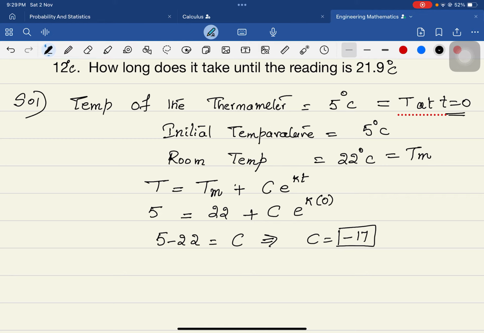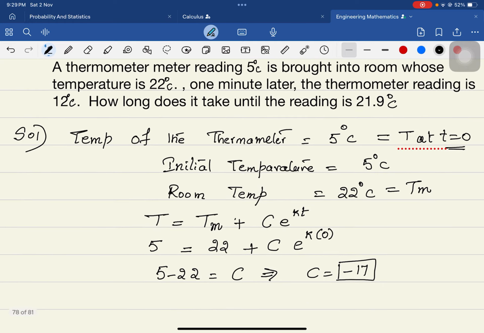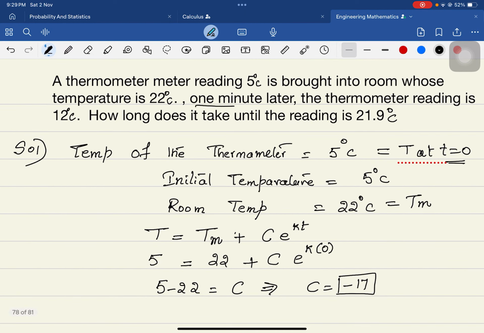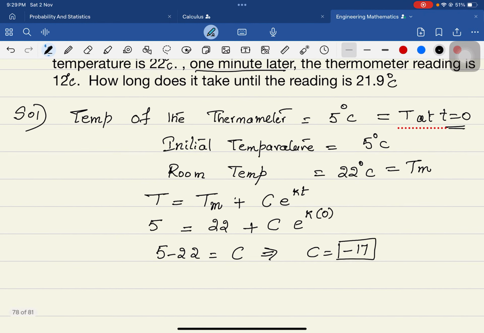Your job is to find out what is C first. Afterwards, your job is next, what it was given 1 minute later. That means when t is equal to 1. When t is equal to 1, small t. Please understand the difference between capital T and small t. Capital T stands for temperature. Small t stands for the time. So at time t is equal to 1, 1 minute later, the thermometer reading is 12 degrees centigrade. So what is T? Capital T is 12 degrees centigrade.